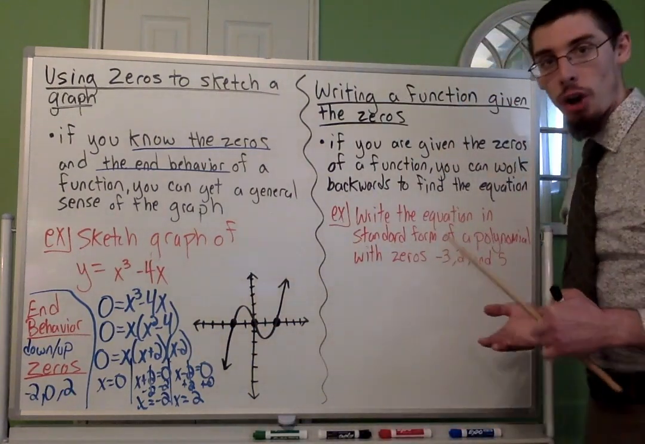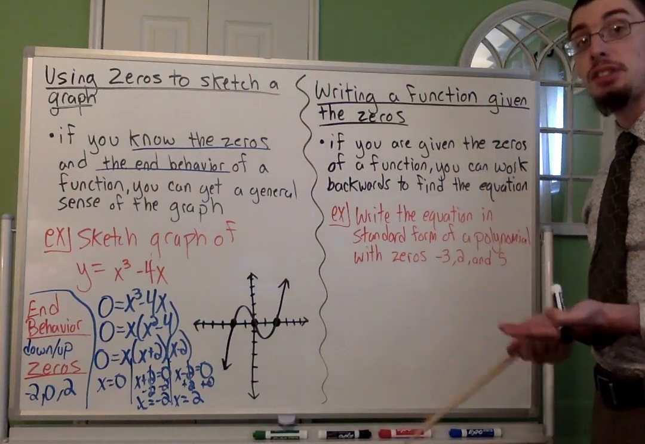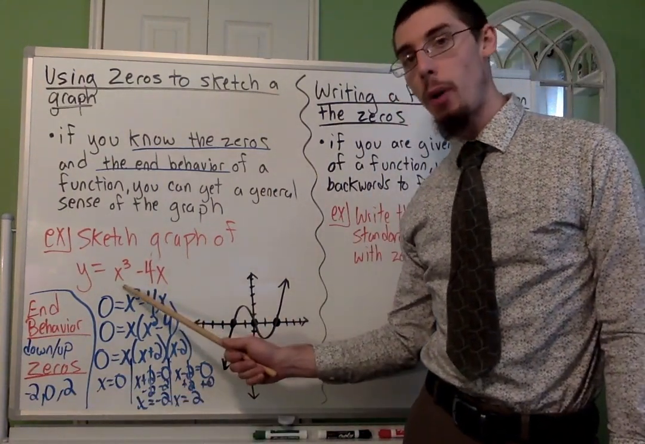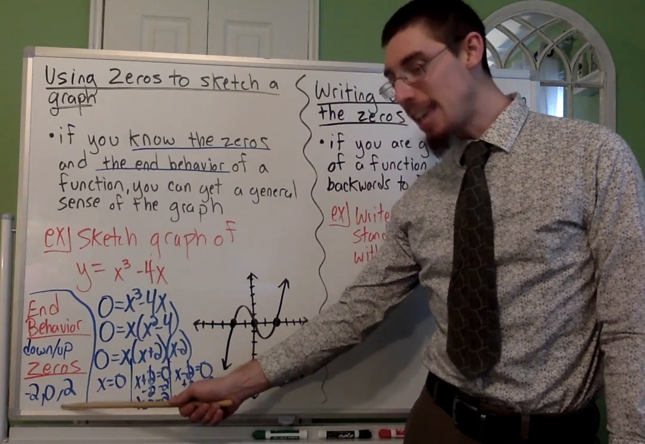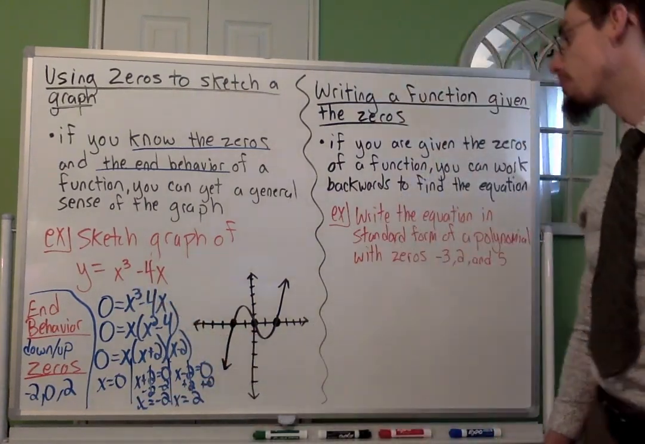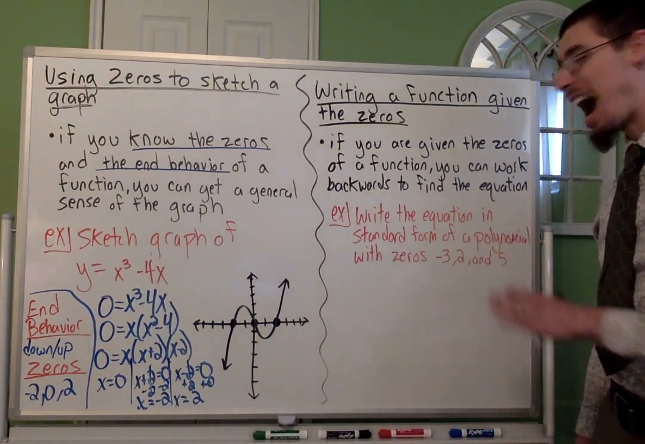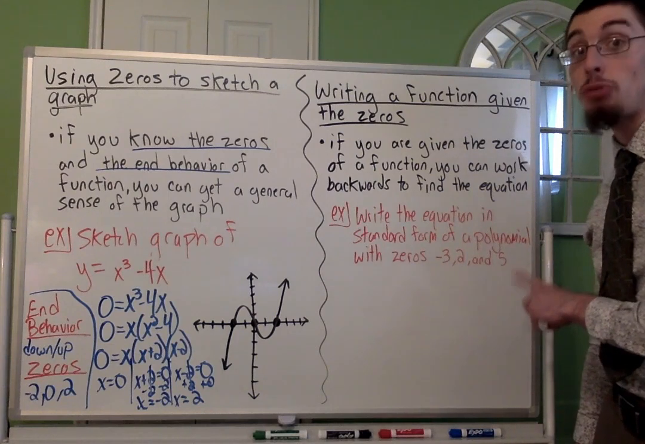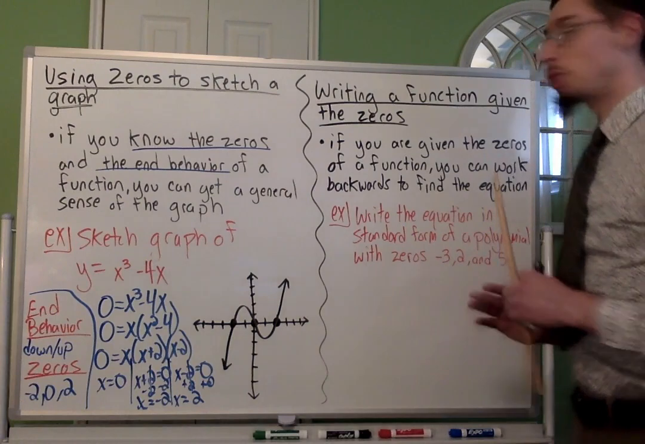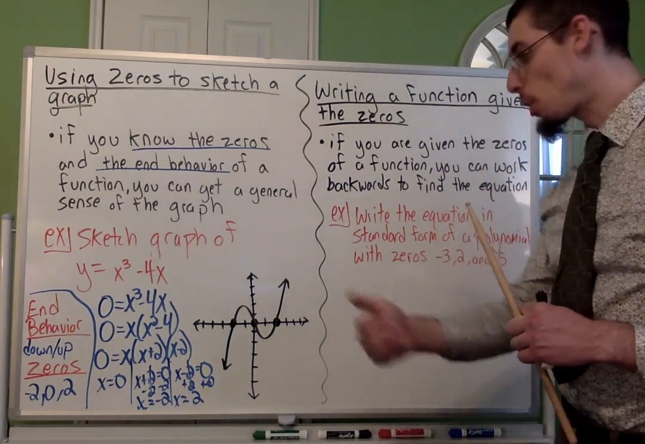And the last thing I want to talk about is how to write a function given the zeros. So instead of finding the zeros from the equation, I give you the zeros and you write the equation. And basically you're working backwards, right? I think this is easier because you don't have to factor. So look at this. Anytime you're given zeros, you can find the equation.